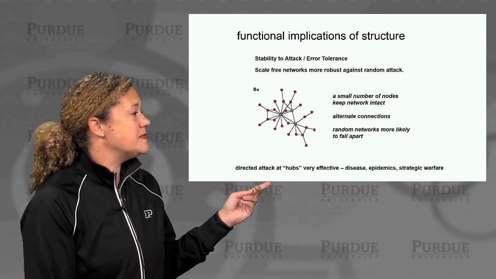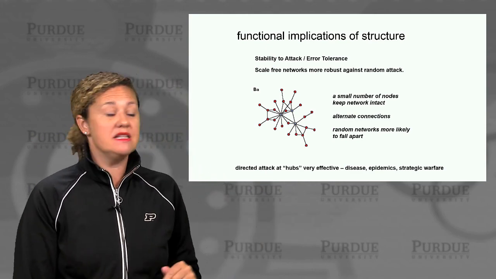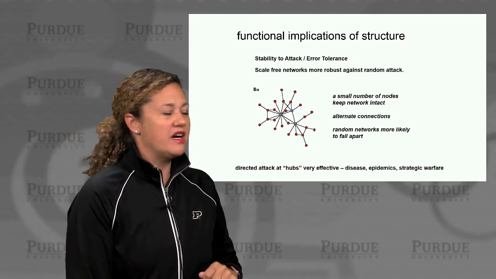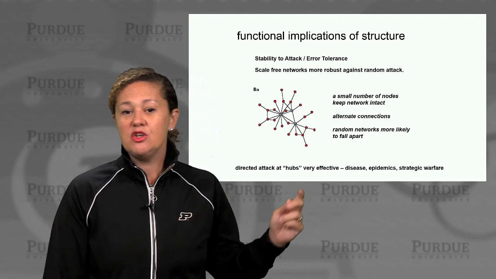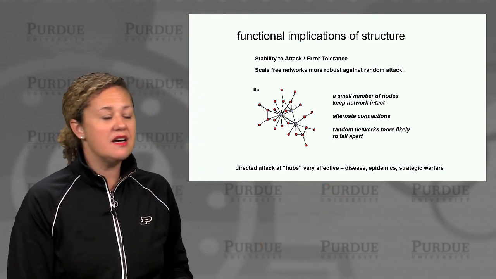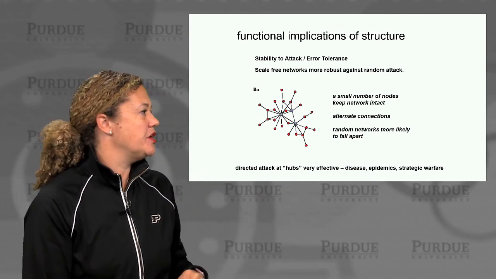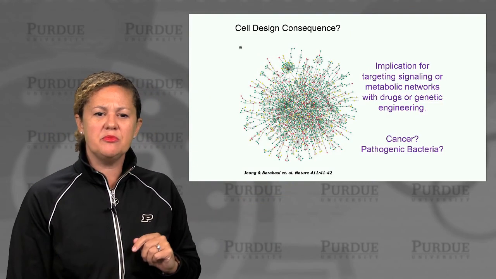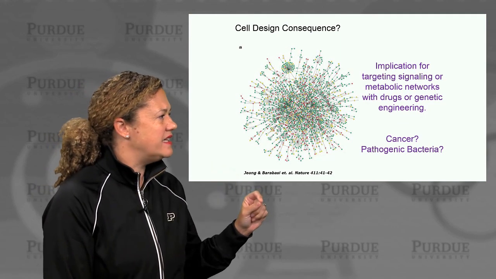Now, this type of structure and theory has been applied in a really wide range of networks beyond just biological, right? So directed attack at hubs can be very effective in looking at disease spread and epigenetics used in strategic warfare, and has more recently, in the last 15 years or so, been considered in biological networks. So let's think a little bit more about what the consequence of this for cell design is.